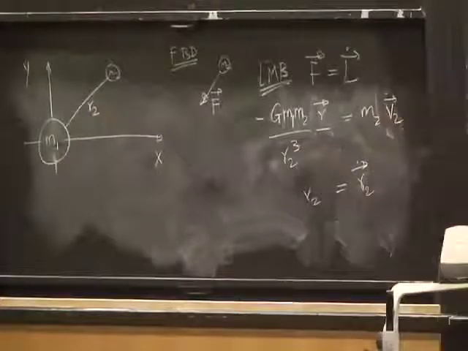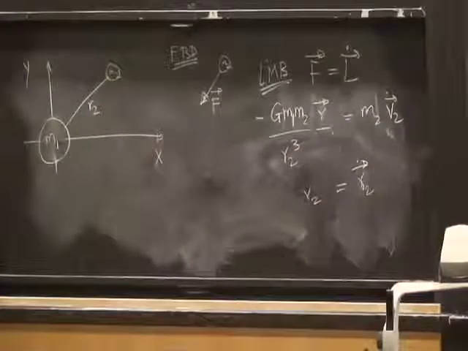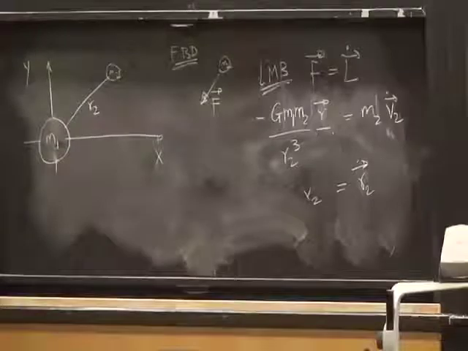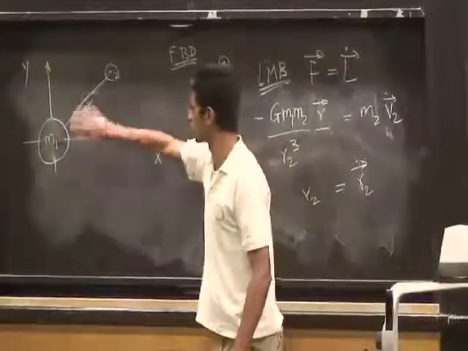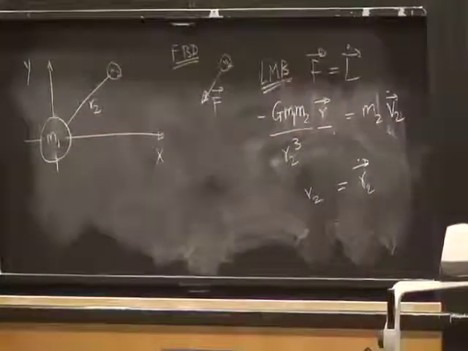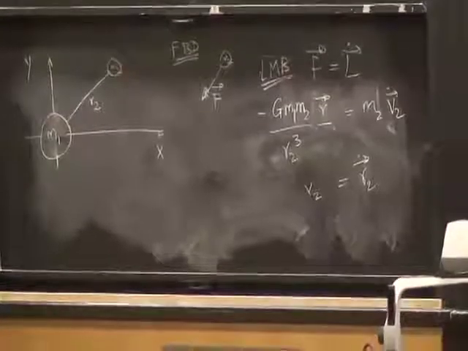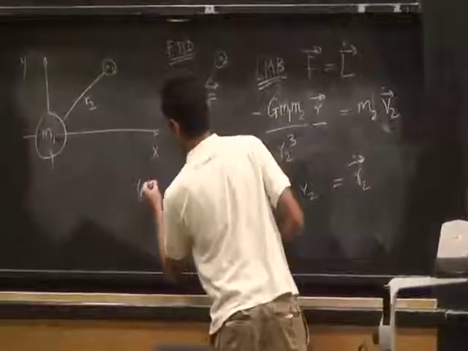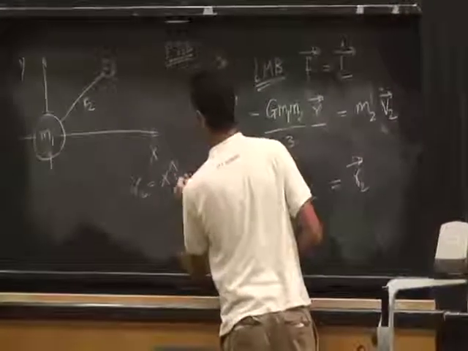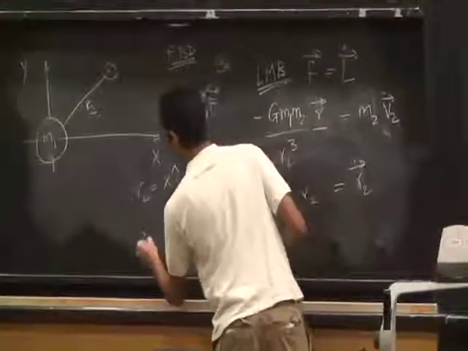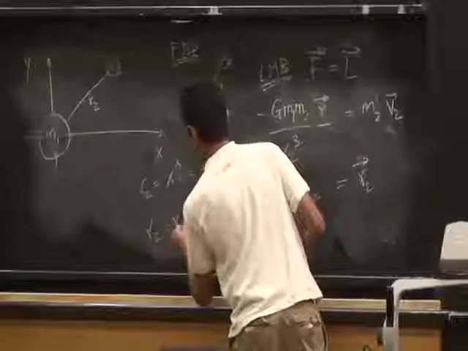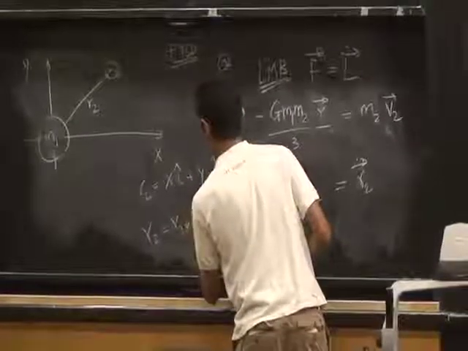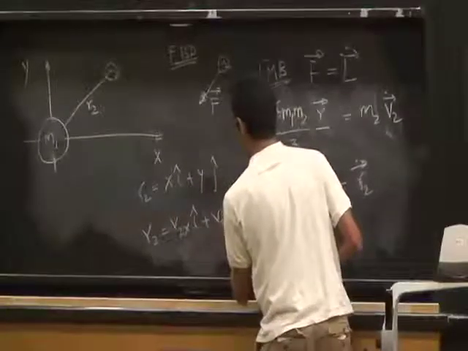You can take these two equations, put them in MATLAB, and try to plot or see how M2 moves with respect to M1. And that's what we did in class last time. So here R2 is x i plus y j, and V2 is V2x i plus V2y j.